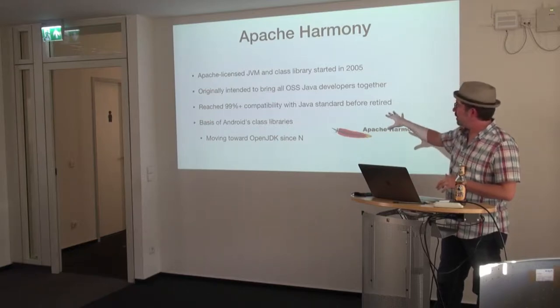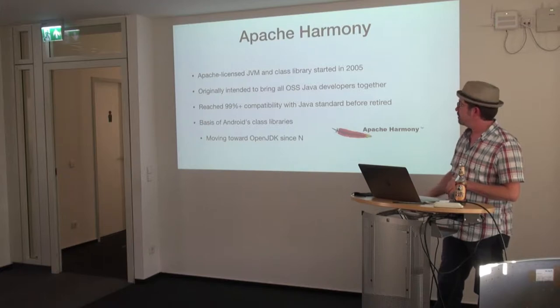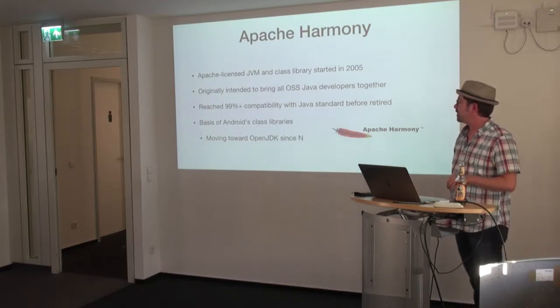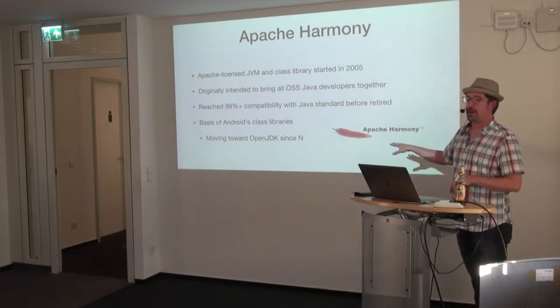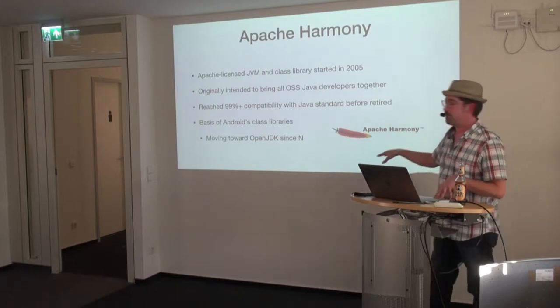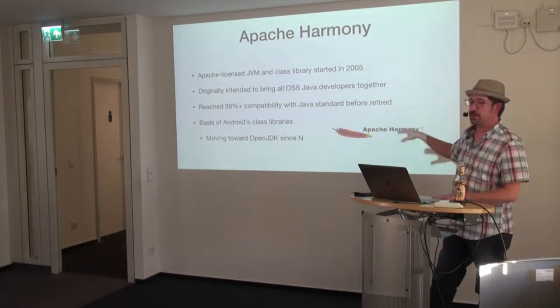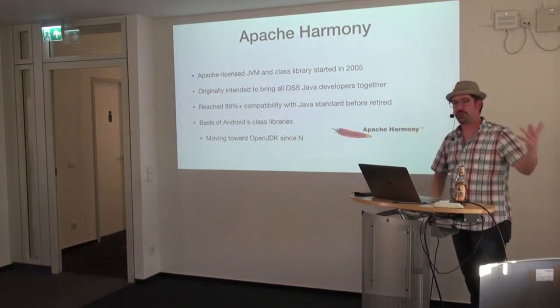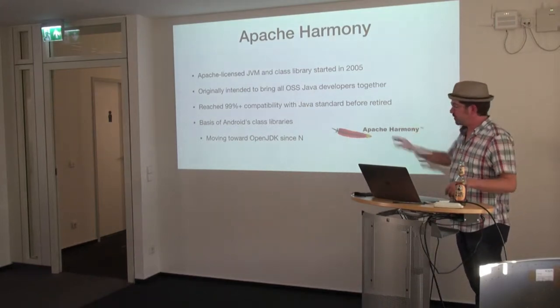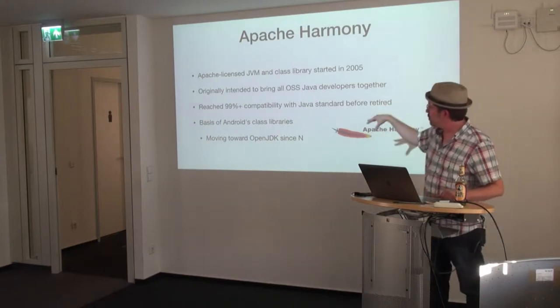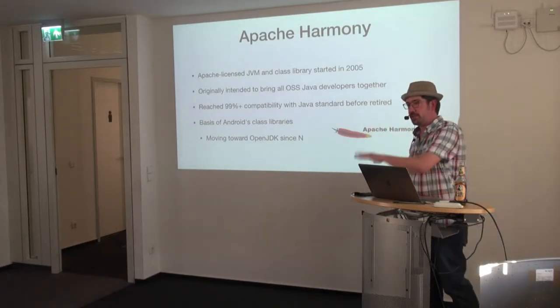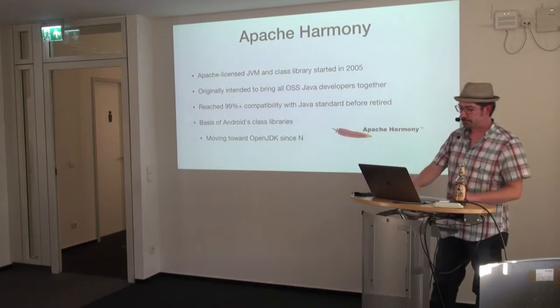Like I say, very high quality library, 99% compatibility. It picked up before it was finally abandoned. And this has lived on as the basis of the Android class libraries, at least up through Android Nougat. All the Harmony libraries that Apache developed were those Java libraries on Android. Since Nougat, Android's been moving more towards actually using OpenJDK's classes now.